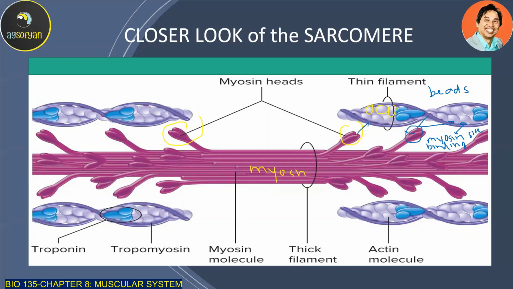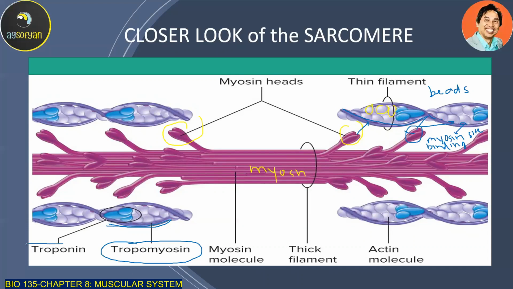Now during relaxation, this dot, the myosin binding site, will be covered by this long protein, and that long protein is called tropomyosin. Because it is covered, there will be no contraction, because the myosin head will not bind it. It will not be able to pull the actin. So that's tropomyosin, the regulatory protein that covers the myosin binding site.